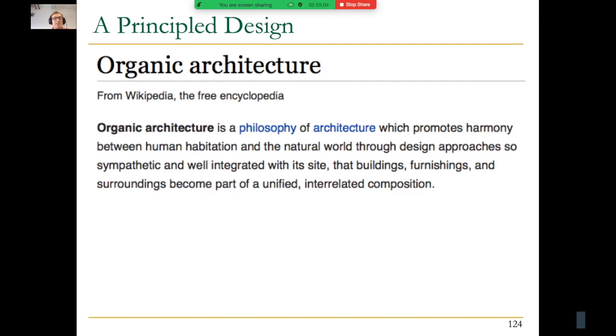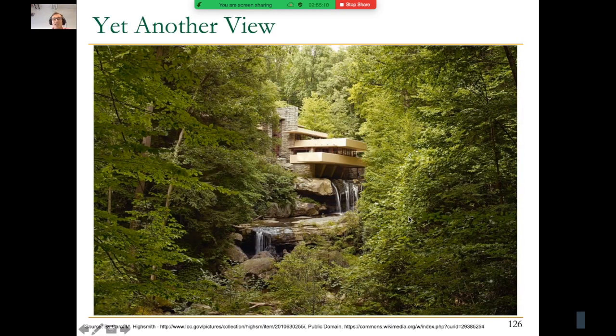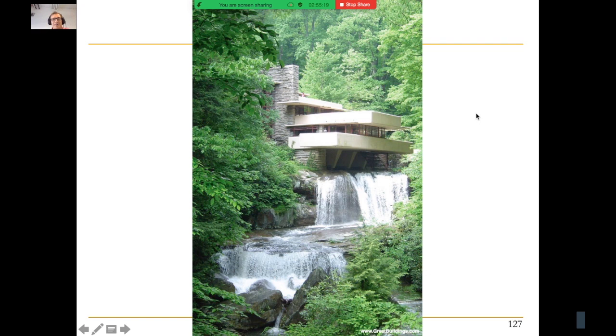And it's based on some principles. Organic architecture is a principle over here. And this is another view of that piece. You can see that it's in harmony with the nature over here. Actually, these cantilevers over here are imitating the waterfall the building is constructed on. Okay, yet another view.